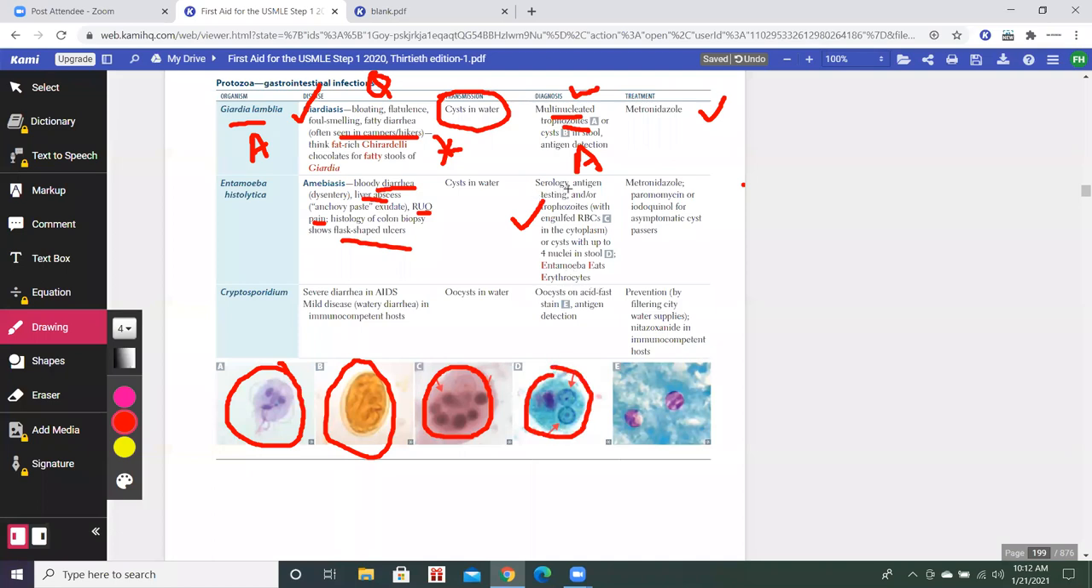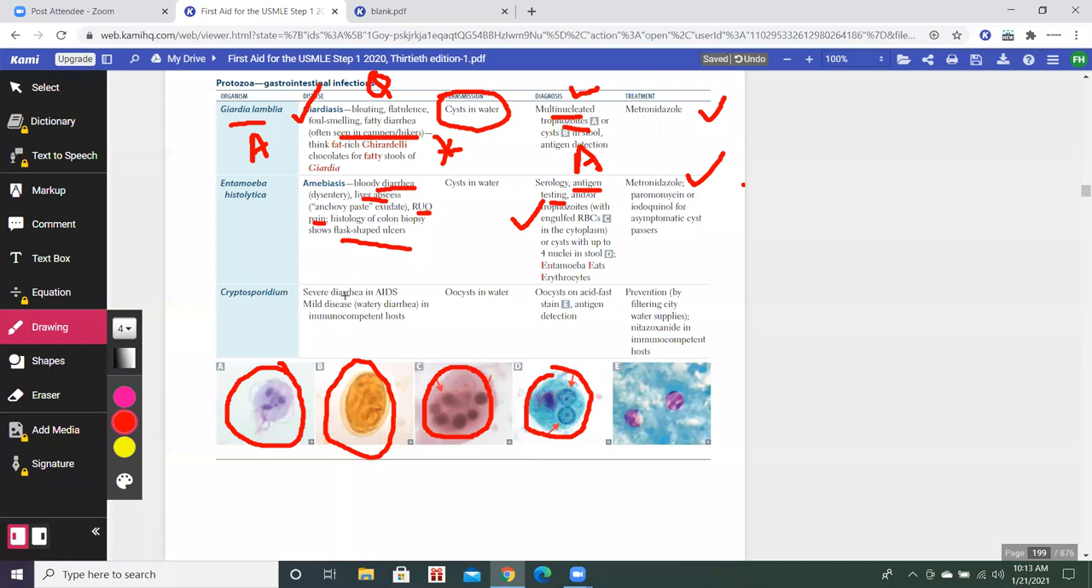And for Entamoeba histolytica, what I did not mention is you can also do antigen testing, which is another type of test, but this is more diagnostic and confirmatory. Treatment-wise, you can give metronidazole, paromomycin, or an iodine-based drug, iodoquinol. That's that.